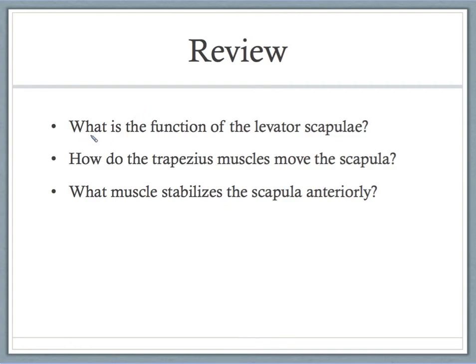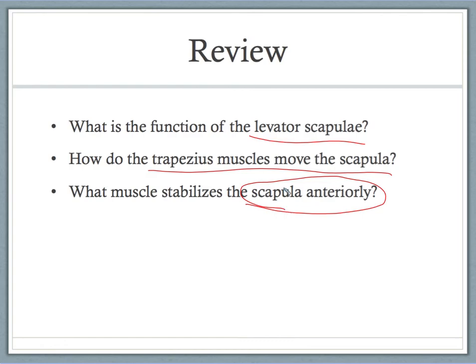So I want to know, what is the function of the levator scapulae? How does the trap muscle move the scapula? And which muscles stabilize the scapula in the anterior direction? So which ones stabilize in the forward direction? Answer those questions, and we will continue this discussion next time.